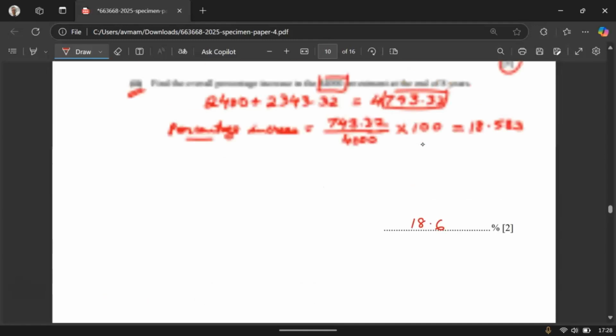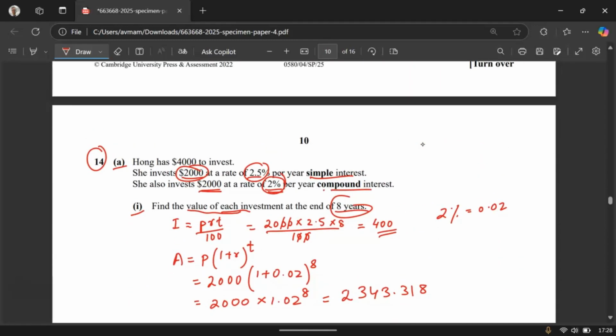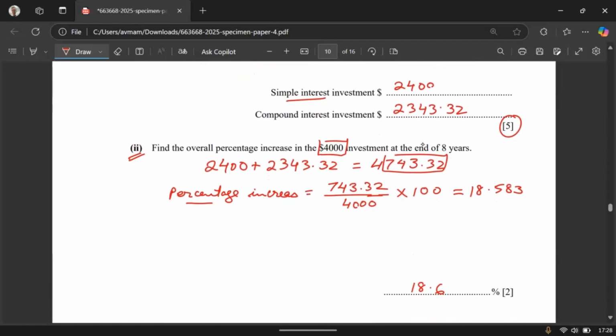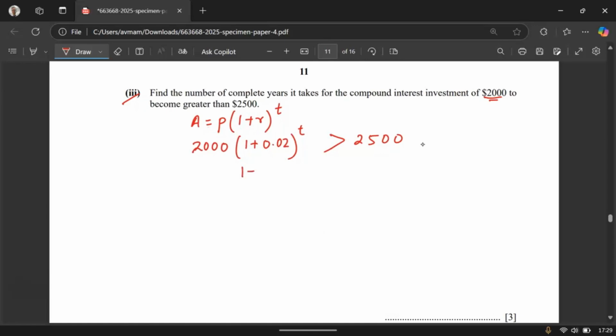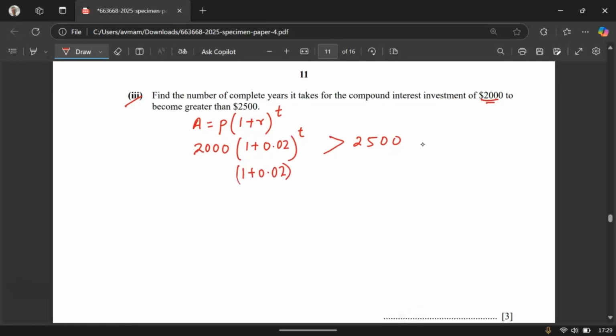The rate is the same in this question, the same 2%. So 2% as a decimal is 0.02. To the power of t should be greater than 2,500. So here we are finding the number of years, the power. Now let's divide both sides by 2000. So here we have 1 plus 0.02 to the power of t is greater than 2,500 divided by 2000.